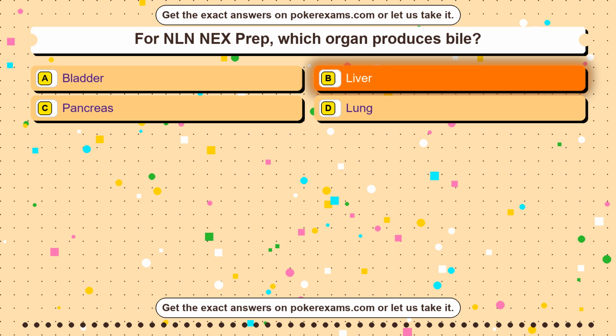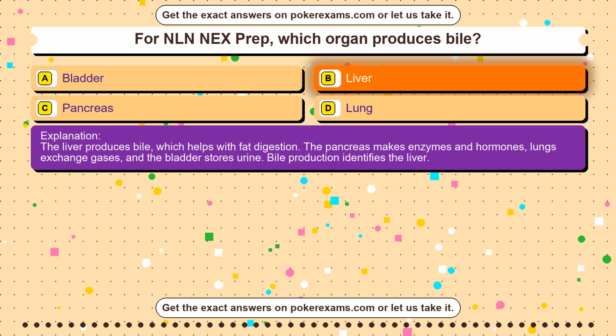Liver. The liver produces bile, which helps with fat digestion. The pancreas makes enzymes and hormones, lungs exchange gases, and the bladder stores urine. Bile production identifies the liver.